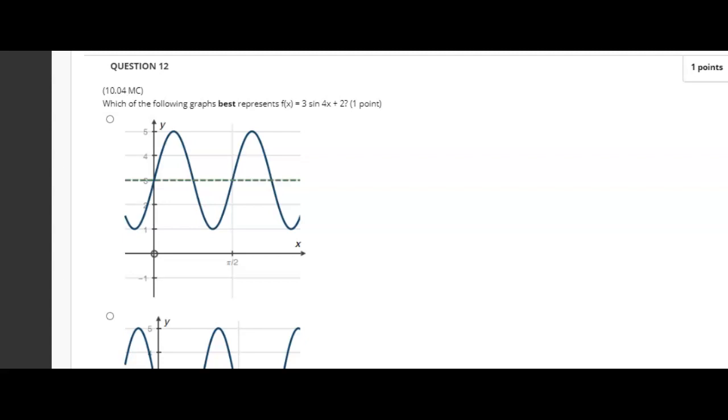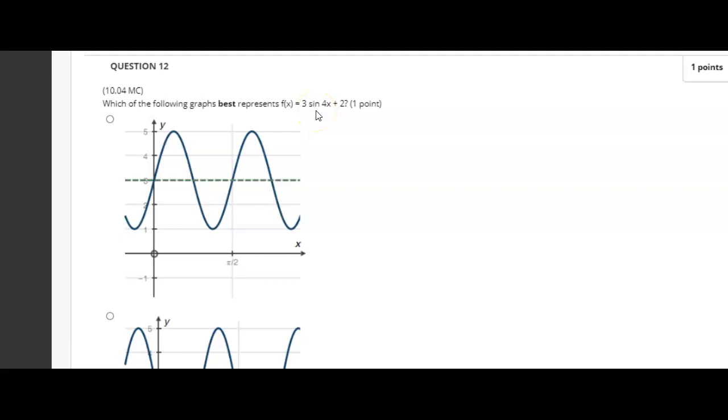Okay, so this is an important skill because I want you to be able to match a graph to a trig function. Which graph of these four matches this trig function? So when you look at a trig function, notice it's not a parent function, right?